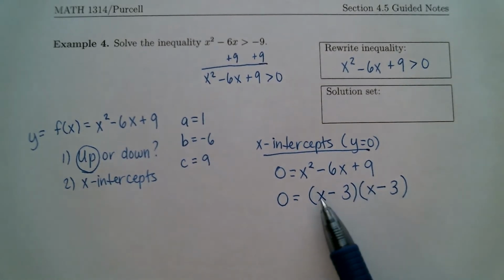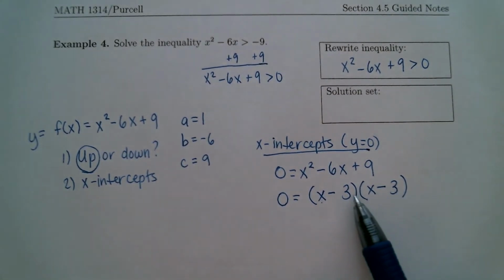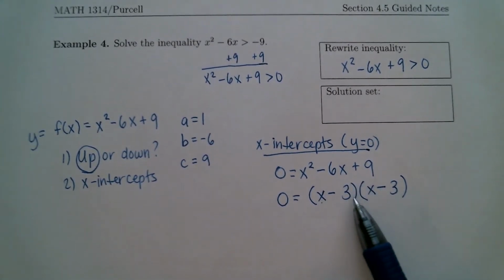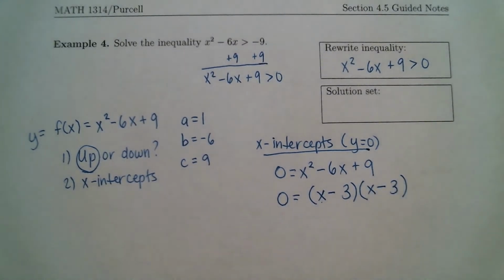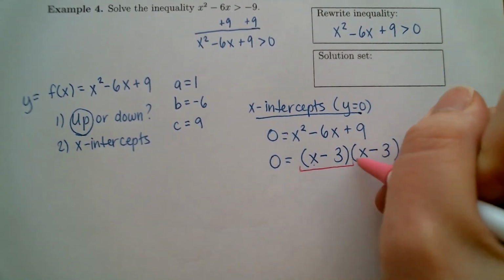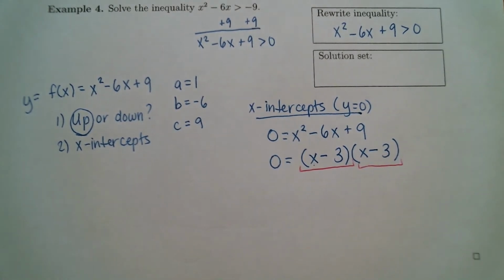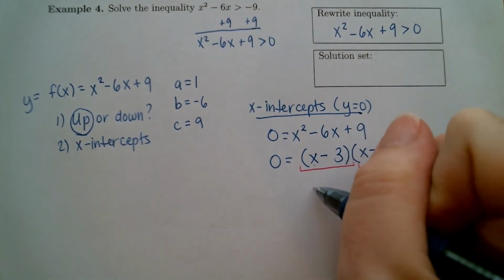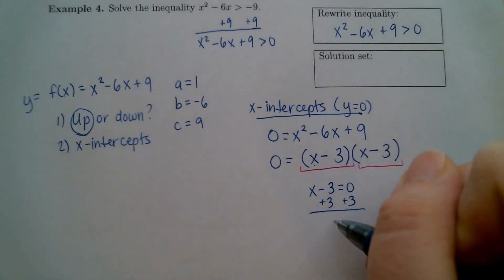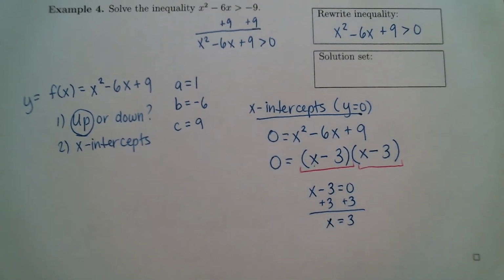You're going to get x squared minus 3x, and then minus 3x, those combine to give you the minus 6x, and then negative times negative is positive, 3 times 3 is 9. So it is factored. If you did the quadratic formula, you should get the same answer. We're going to take each factor. Notice that they're the same, so you only need to take one of the factors and set it equal to 0 and solve. You get one x-intercept at 3. That's the only x-intercept.